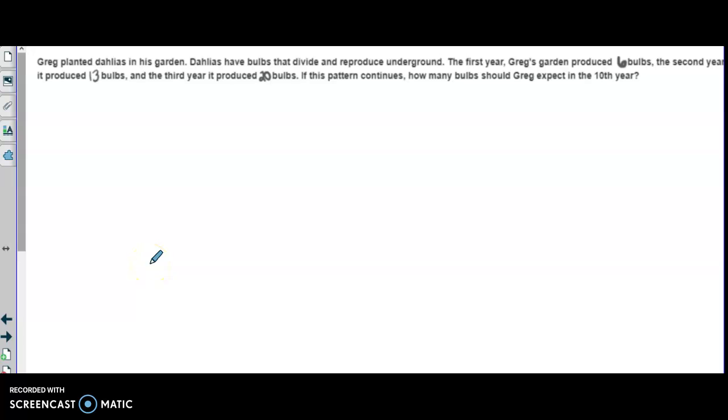Greg planted dahlias in his garden. Dahlias have bulbs that divide and reproduce underground. The first year, Greg's garden produced 6 bulbs. The second year, they produced 13 bulbs. The third year, it produced 20 bulbs. If this pattern continues, how many bulbs would Greg expect in the 10th year?